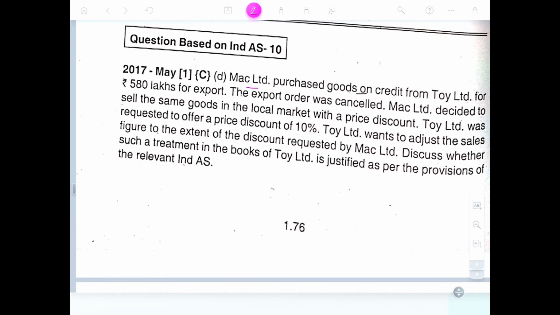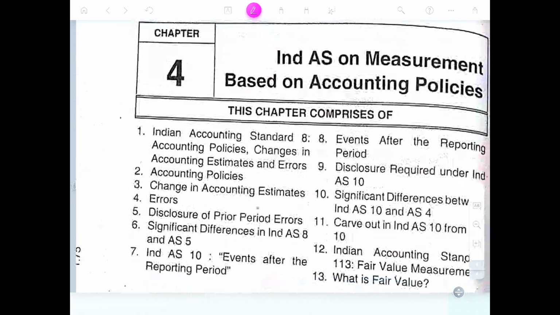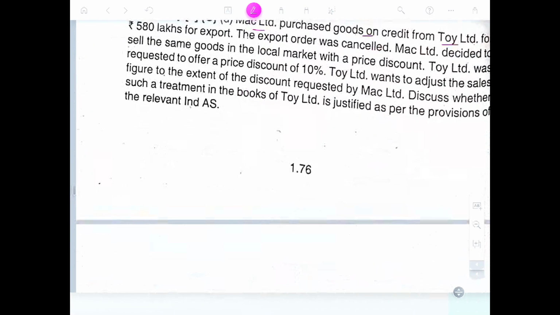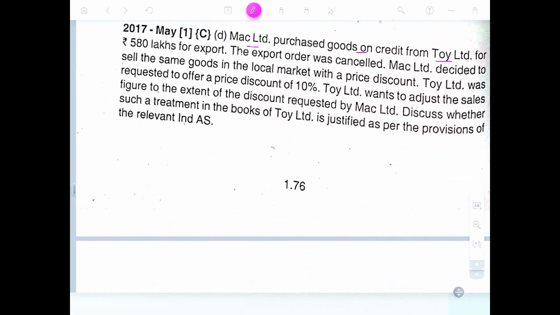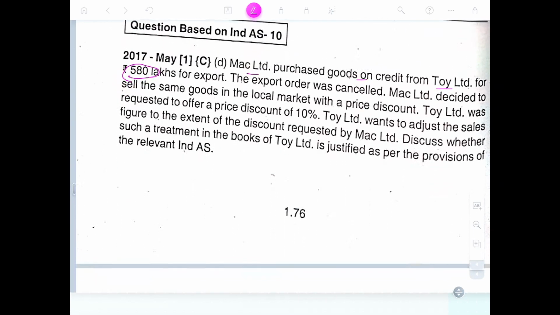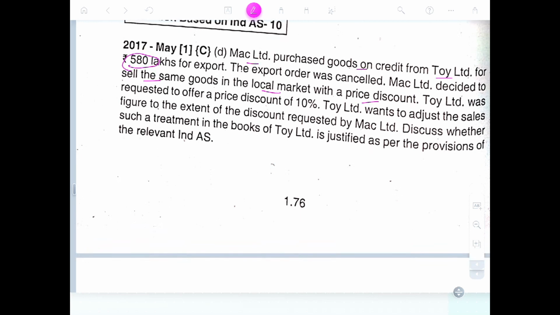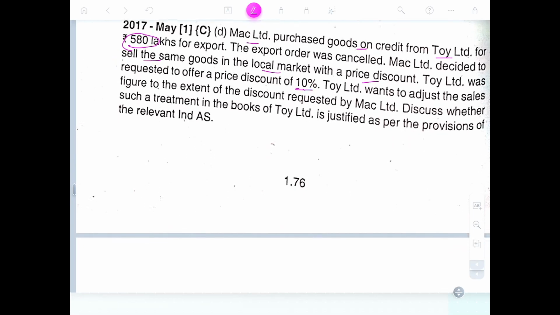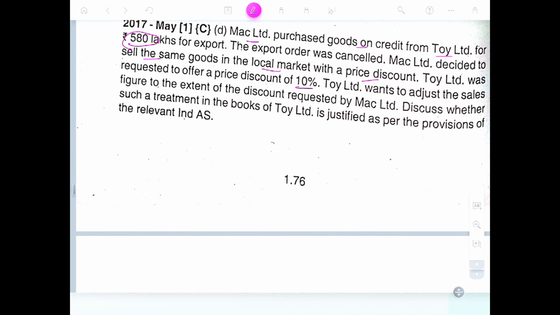Mac Limited purchased goods on trade credit from Toy Limited for 580 lakhs for export. The export order is cancelled. Mac Limited decided to sell the same goods in the local market with a price discount. Toy Limited was requested to offer a price discount of 10%. Toy Limited wants to adjust the sale figures to the extent of the discount required by Mac Limited. Discuss whether the treatment in the books of Toy Limited is justified as per the provisions of the relevant Ind AS.